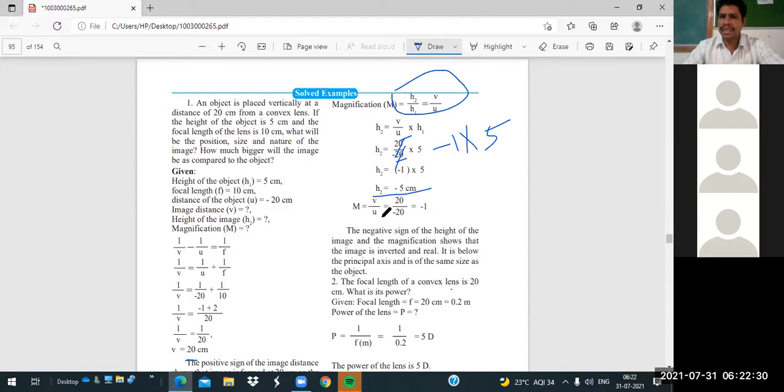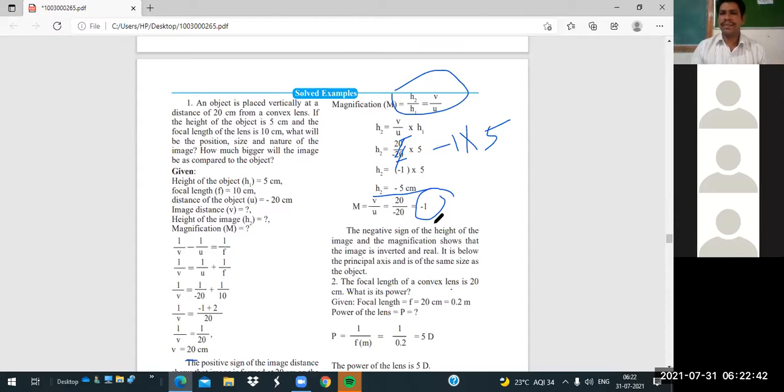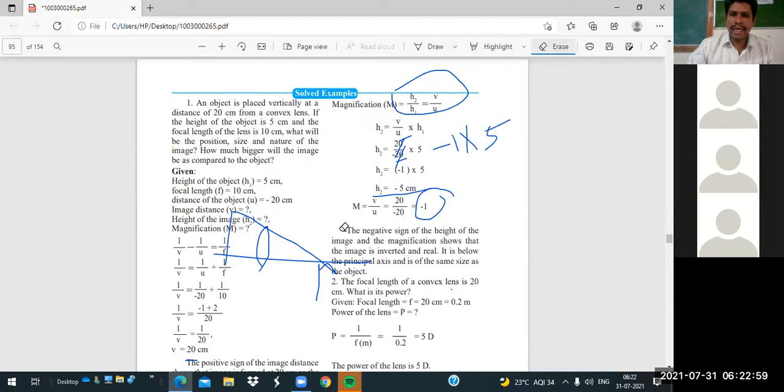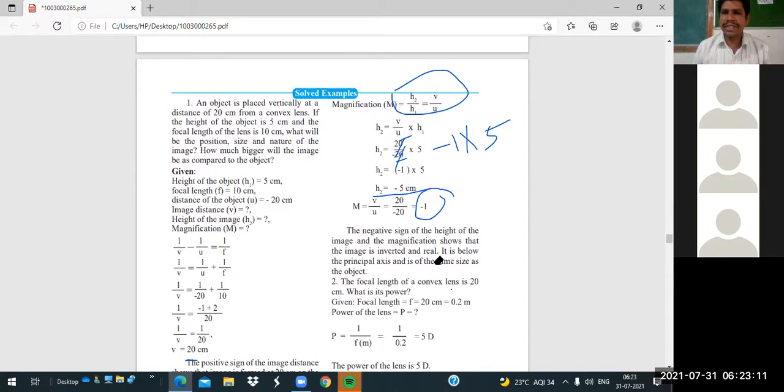And then magnification, we will write V upon U. 20 upon minus 20 will get minus 1, and it is a negative sign of the height of the image. That magnification shows that the image is inverted and real. Image is inverted and real, because when we are considering like this, the lens is here and the object is here, so here we get the image. So due to that reason, it is real and inverted. Understood? Yes or no? And one more thing, it is below the principal axis, due to that reason its size will be the same. Size will not change.